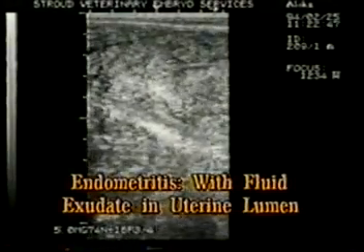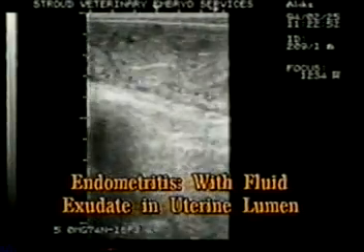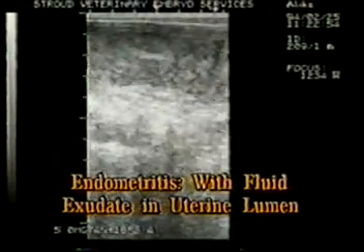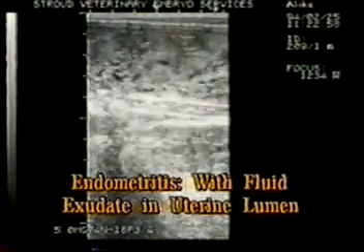Observe closely the echogenic exudate in this uterus. Its echogenicity is very similar to the uterus itself, but can be distinguished by its glittering-like movement inside the uterine lumen. Echogenic fluid is usually pathological.